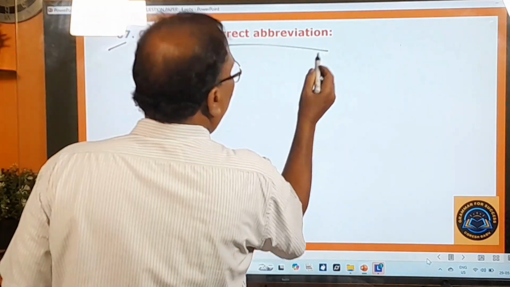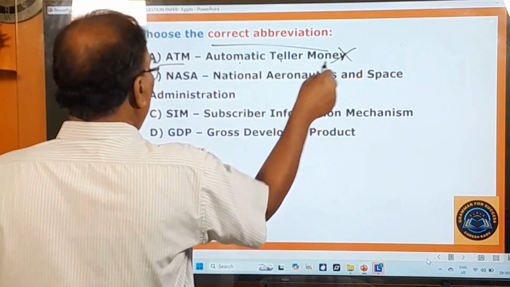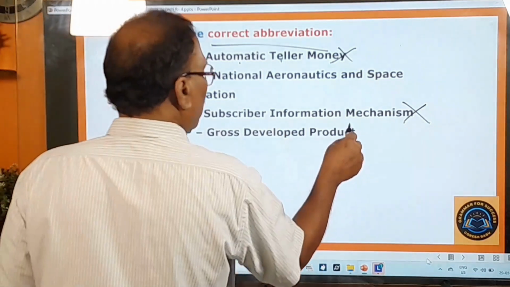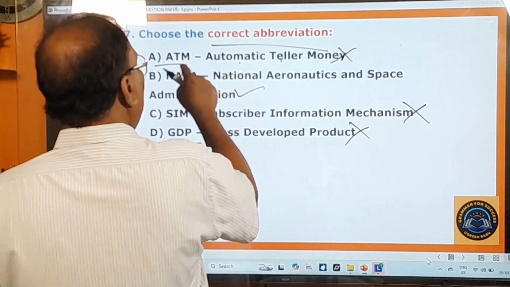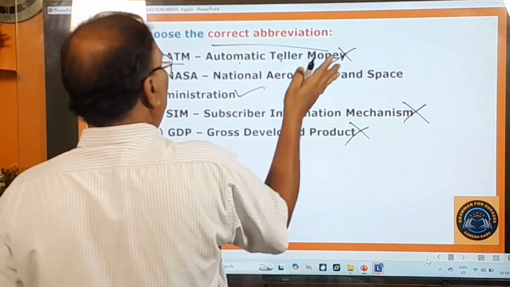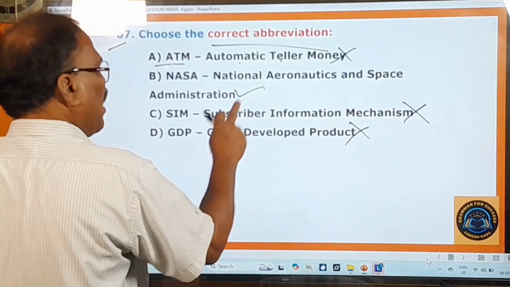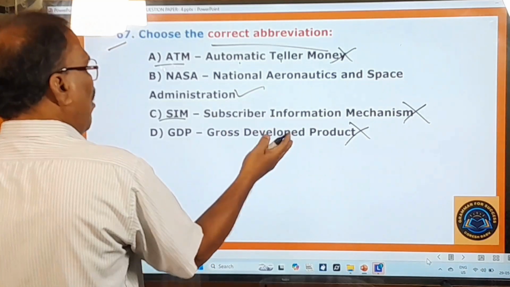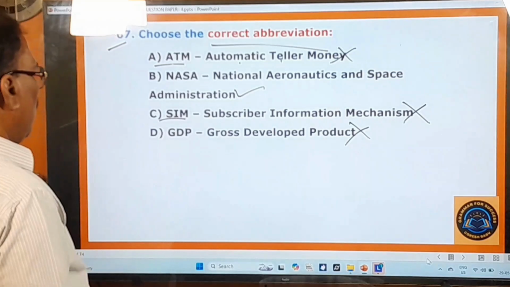67th question, choose the correct abbreviation. So here ATM is there, automatic teller money, wrong. SIM, subscriber information mechanism, wrong. GDP, gross developed product, wrong. Only NASA, National Aeronautics and Space Administration is the right one. And here ATM means automated teller machine. But here it is given automatic teller money. Okay. And SIM also you know very well. Subscriber identity module is called SIM. And GDP means gross domestic product. కాబట్టి ఇక్కడ రాంగ్ ఇచ్చారు కాబట్టి ఫస్ట్ వన్, థర్డ్ వన్, ఫోర్త్ వన్ ఆర్ రాంగ్ అండ్ ఓన్లీ ద సెకండ్ వన్ ఇస్ ద రైట్ వన్. అండ్ నౌ యూ మూవ్ ఆన్ టు ద నెక్స్ట్ క్వశ్చన్.